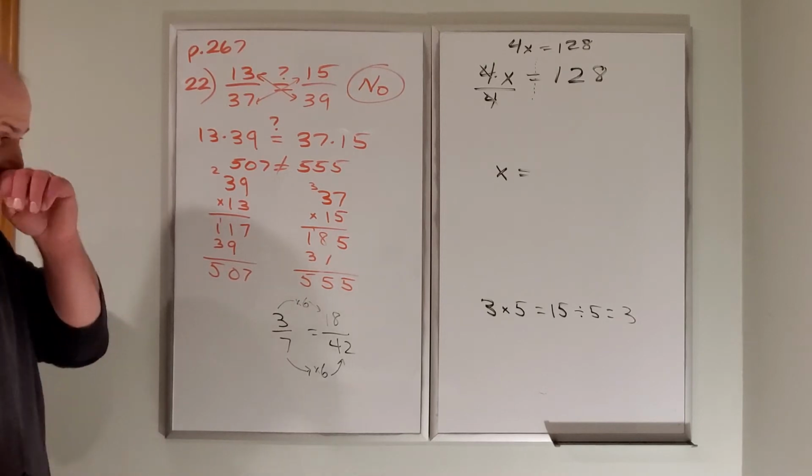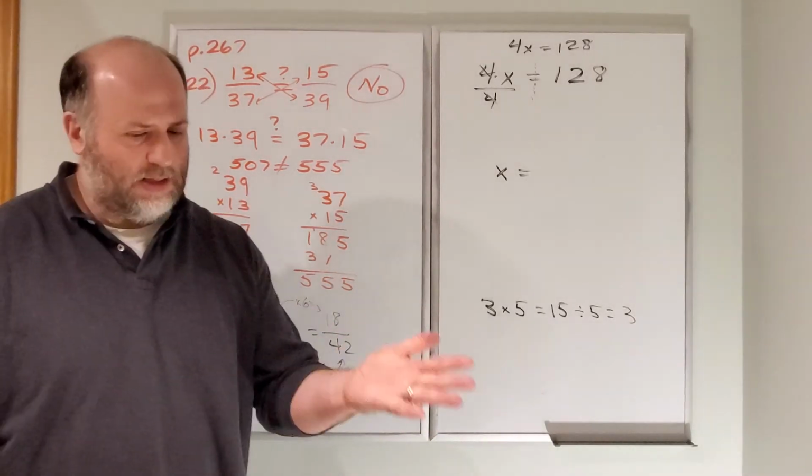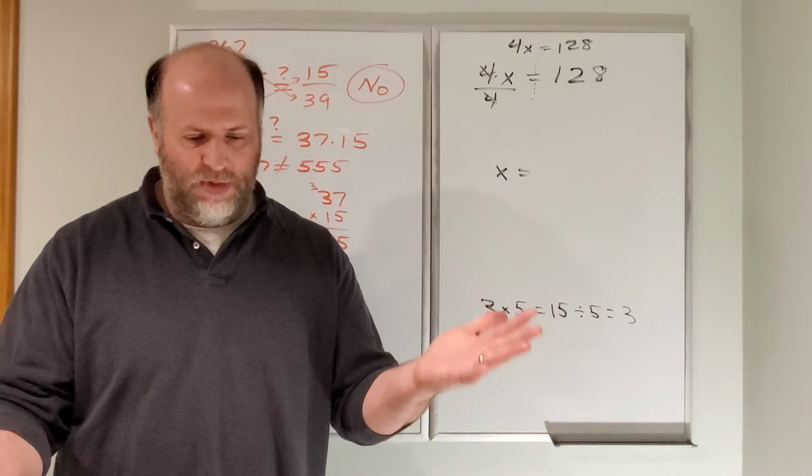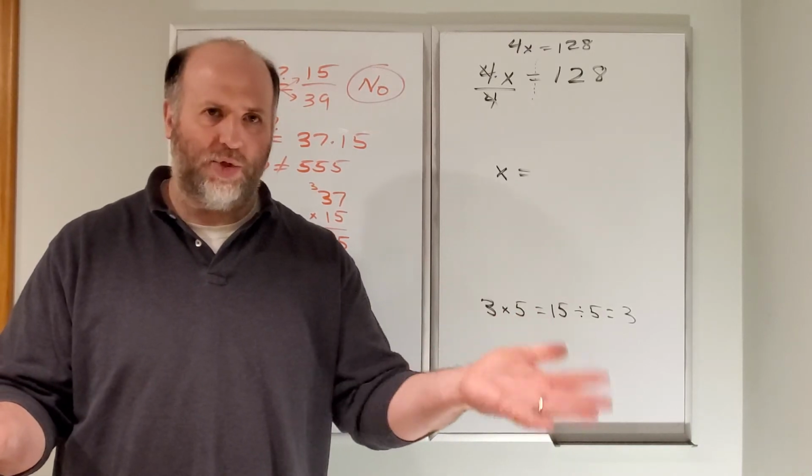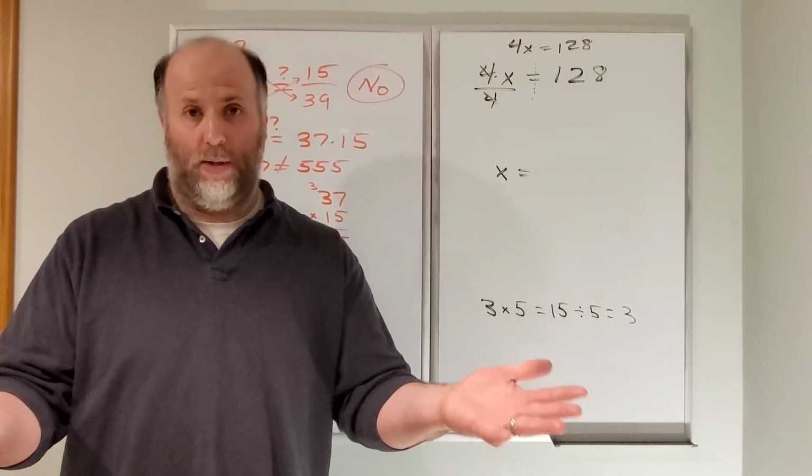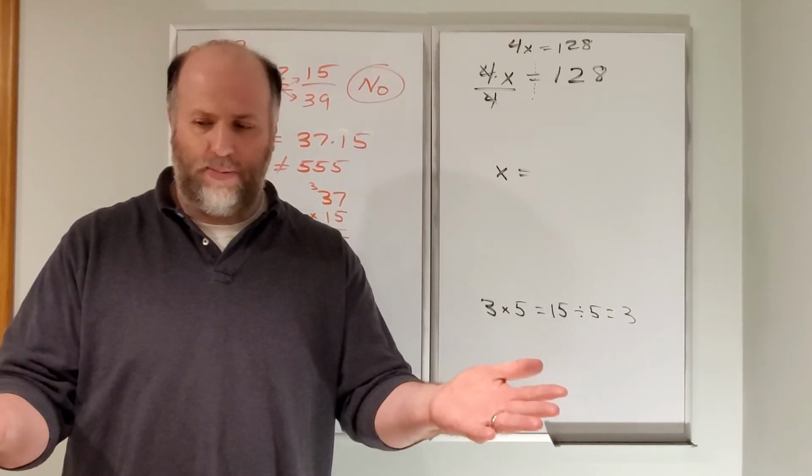Okay. So a lot of people say it's like you have a teeter-totter here. You've got 4x on this side, you've got 128 on this side, and they're equal. Okay, you're at complete equilibrium here.